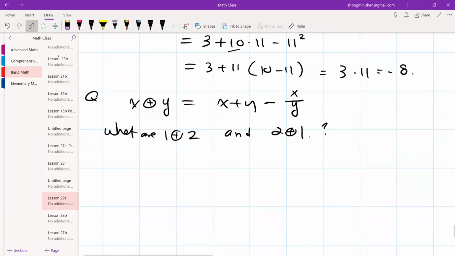So it equals 1 plus 2 minus 1 over 2. 3 minus 1 half, 2.5. It's 2.5. So then the second one would be 2 plus 1 is 3 minus, then the second one is 1. 2.5. Then that's the first one.